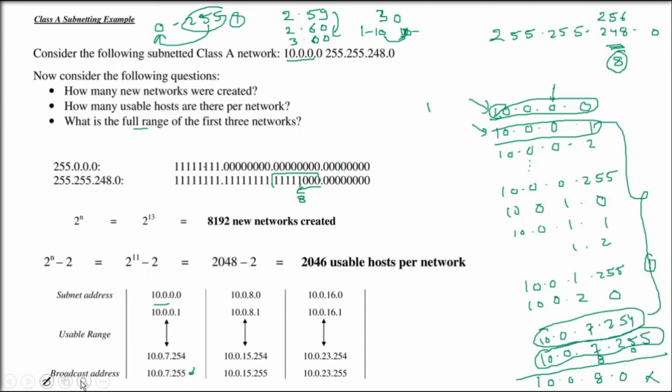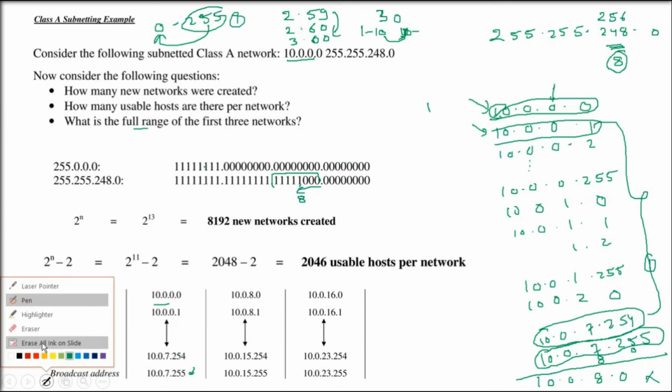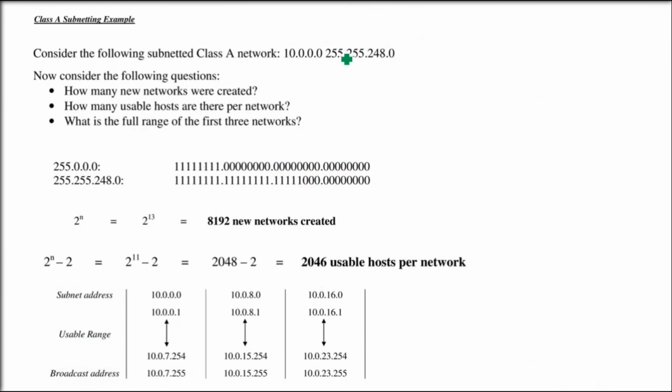Now I would like to go one step ahead. Second one also, let us see. That was the first network, first subnet. And there are so many networks, 8192 networks. What will be the second one? As I said, 10.0.0.0 was the first one, and I just discussed that for the second subnet, what will be the first one? 10.0.8.0. This is the first address of the second subnet. What will be the next one? The third one will be 10.0.16.0.